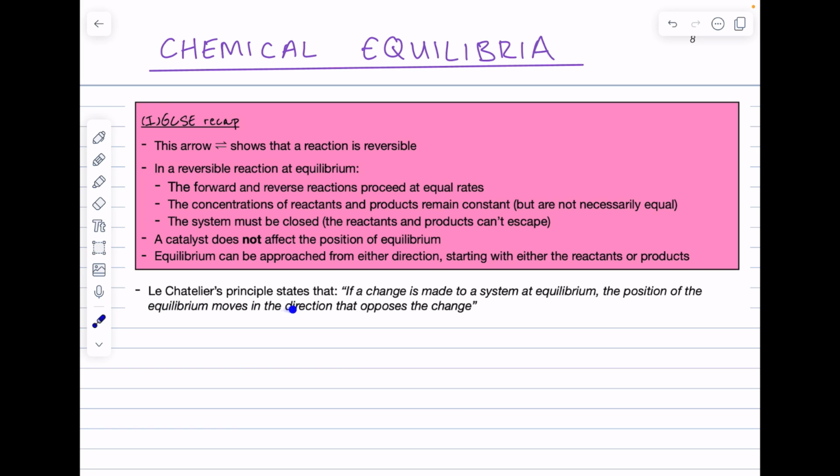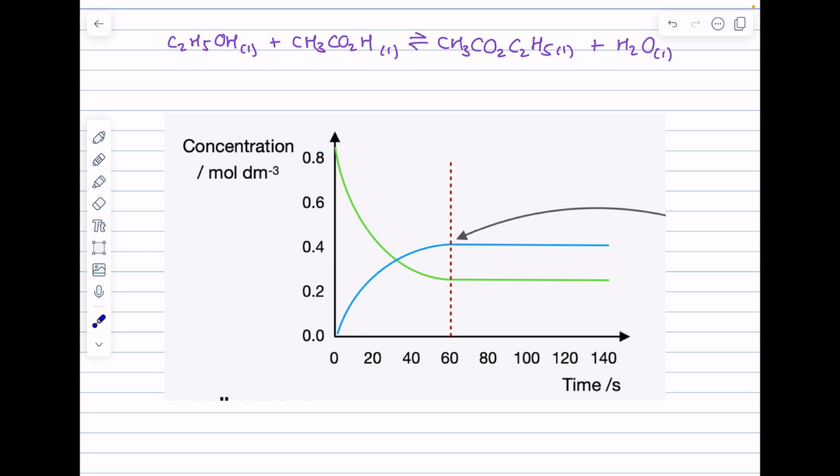Don't forget Le Chatelier's principle, which states that if a change is made to a system at equilibrium, the position of equilibrium moves in the direction that opposes the change. And that statement there is incredibly important if we consider the effect of temperature and pressure on the position of equilibrium and fundamentally the yield of either the products or reactants. So if we use this reaction here, which is ethanol reacting with ethanoic acid in a reversible reaction to produce the ester ethyl ethanoate plus water.